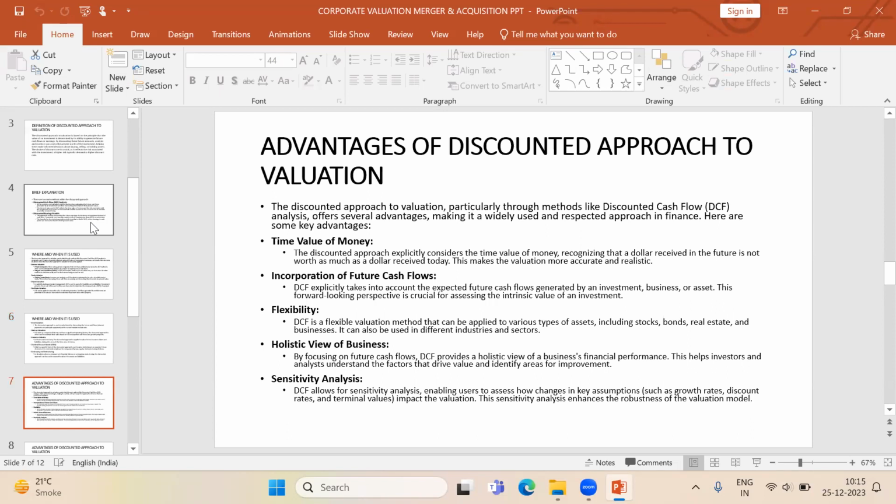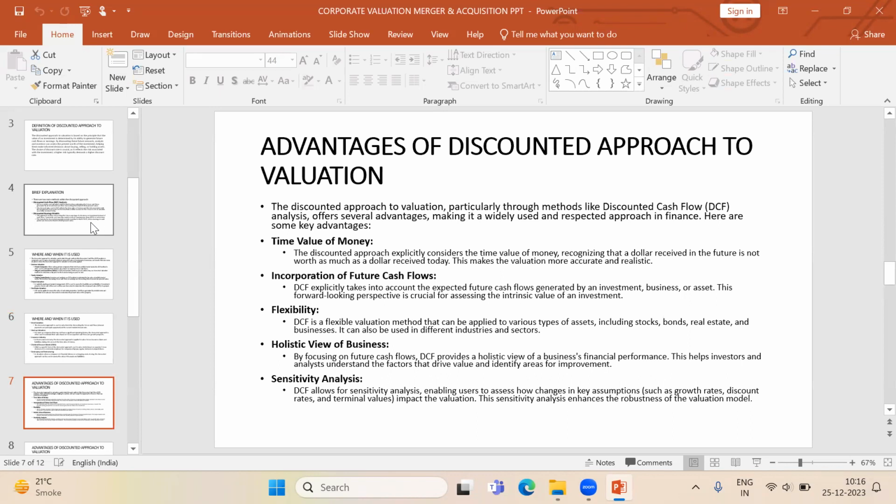Let's see advantages of discounted approach to valuation. The discounted approach to valuation, particularly through methods like discounted cash flow analysis, offers several advantages, making it a widely used and respected approach in finance. Here are some key advantages. Time value of money. The discounted approach explicitly considers the time value of money, recognizing that a dollar received in the future is not worth as much as a dollar received today. This makes the valuation more accurate and realistic.